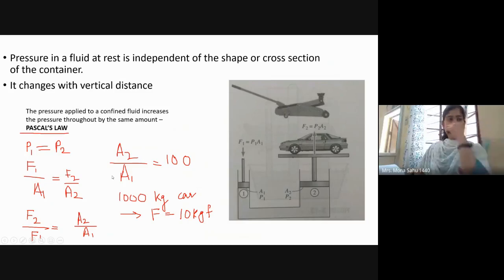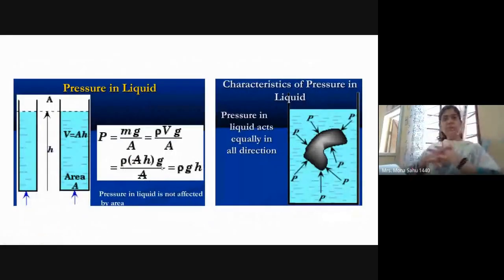We also learned about Pascal's law, when at any 2 points in a fluid in the same flow, you have P1 equal to P2. So this can basically be used if you want to lift something, for example, a hydraulic jack. That's the example we saw in the last class. So, some of the main points.